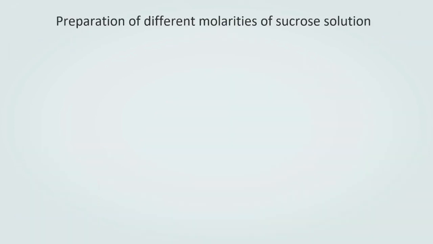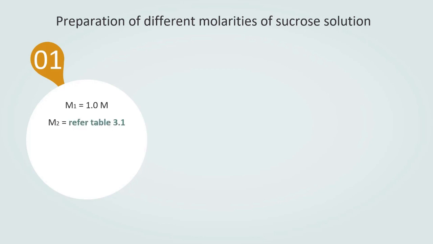So now let's look at the step-by-step process and how to prepare the different molarities. First things first, remember M1 is the molarity of our stock solution, 1.0 molar. M2 is the 5 different molarities, 0.1, 0.2, 0.3, 0.4 and 0.5 molar. At the end we have a total of 20 milliliter of solution, that's the V2. And V1 is the one for which we want to calculate the volume of the stock solution.